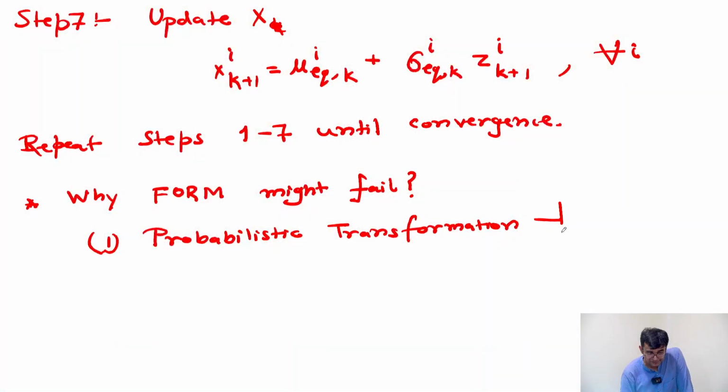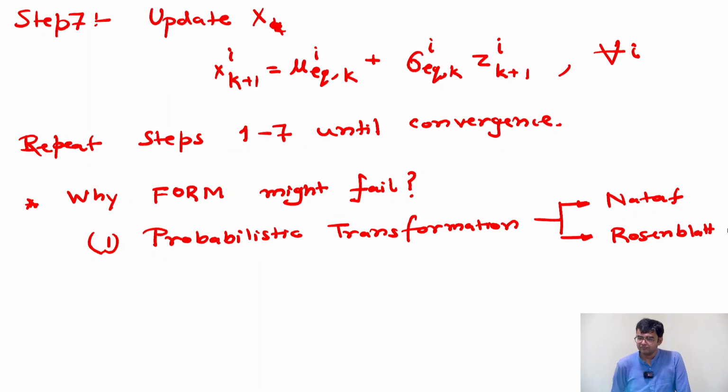Now I have already talked about, not discussed, just named, two transformations that we will discuss sometime in this course. What are those? Rosenblatt and Nataf. So for the Nataf transformation, you will actually need to handle the correlated variables, by the way. Nataf and Rosenblatt, we will not discuss today, but these are ways to have a better probabilistic transformation from non-normal to standard normal. Okay.